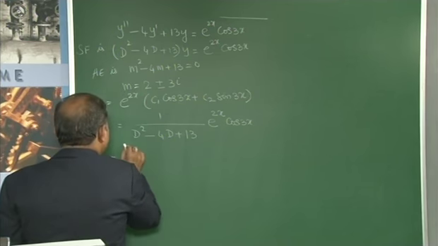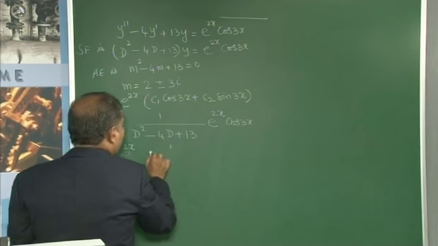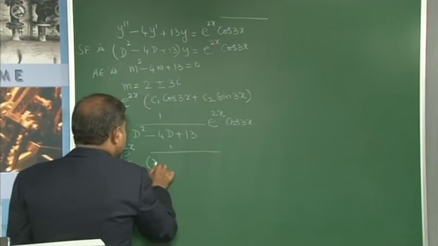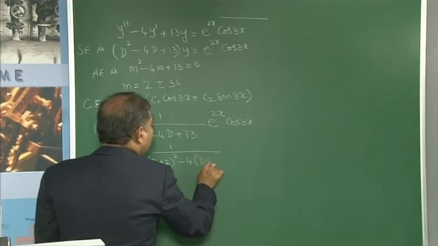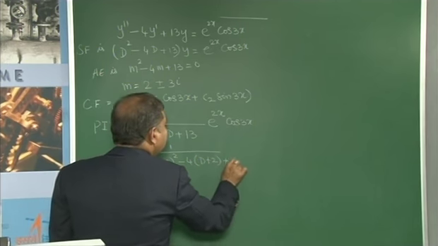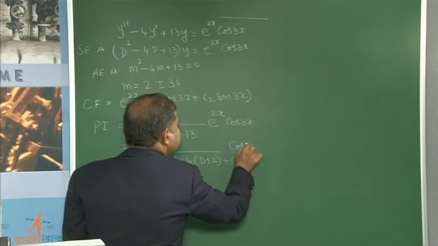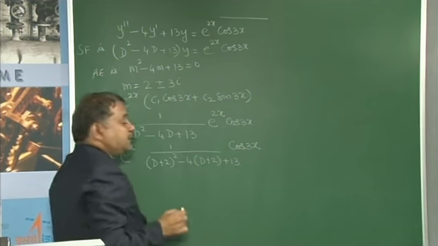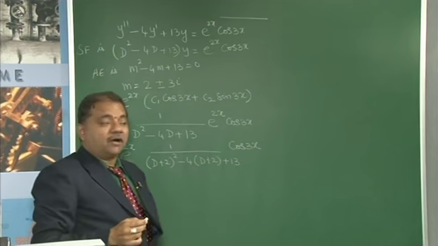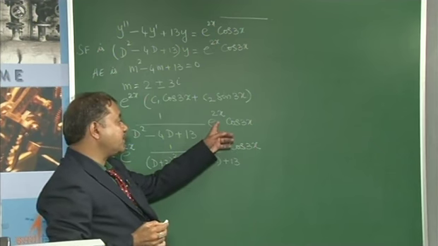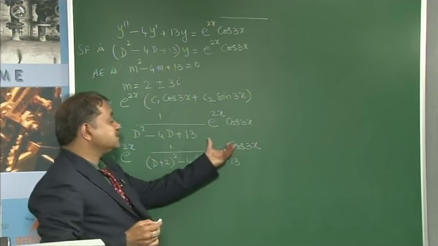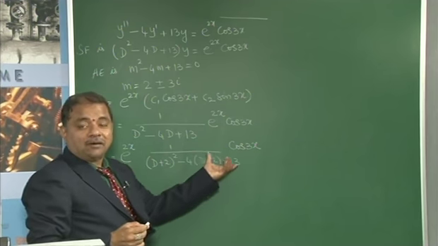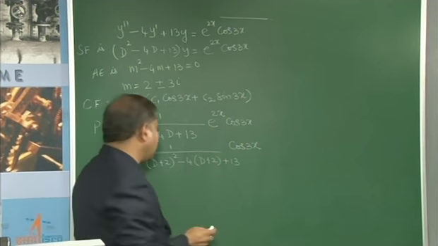So the value is here 2, so 1 by D plus 2 whole square minus 4 into D plus 2 plus 13 cos 3x. Again you can see the job of e power 2x, the particular form of e power 2x is over, we have taken it to the left. So now again it is left with a type 2 problem.